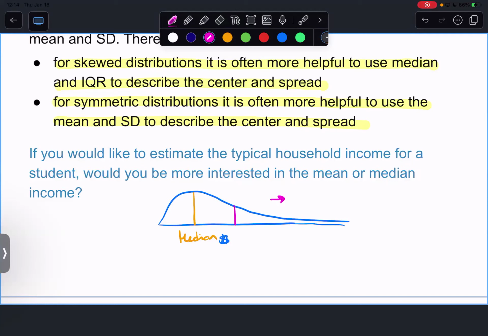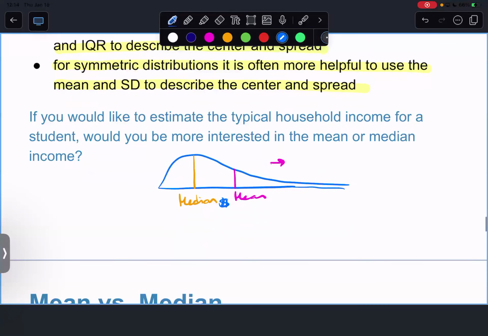Now I'm just drawing these lines. I don't know where they are truly, but I do know the relationship, right? I know that the mean is going to be pulled more in the direction of the tail. And so I would use the median and not the mean, because the mean would be somewhere towards the tail.